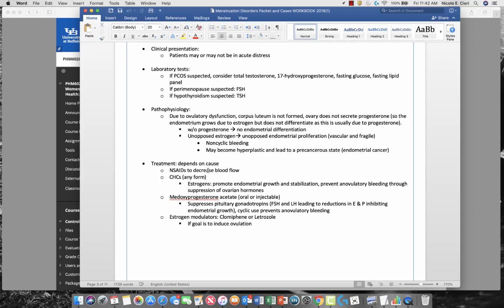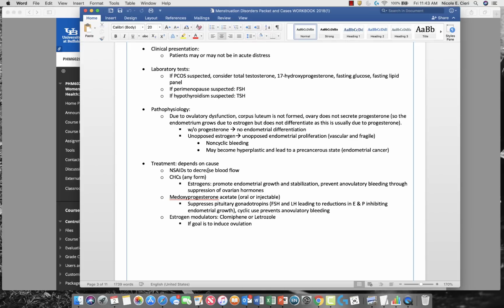The estrogens given in a continuous fashion promote endometrial growth and stabilization, and then they'll prevent the anovulatory bleeding. Especially if the patient has PCOS, CHC that has drospirenone in it can be used, especially for the androgenic symptoms. It's anti-androgenic because it's similar to spironolactone.